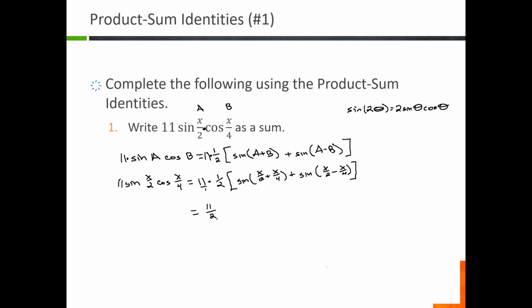You could also write that as a decimal. It would be 5.5. So 11/2 times the sine. And in order to combine the x over 2 and the x over 4, we need to write a common denominator, which would be 4. So the x over 2 we could write as 2x over 4. So we have 2x over 4 plus x over 4. And then we have plus the sine of 2x over 4 minus an x over 4.